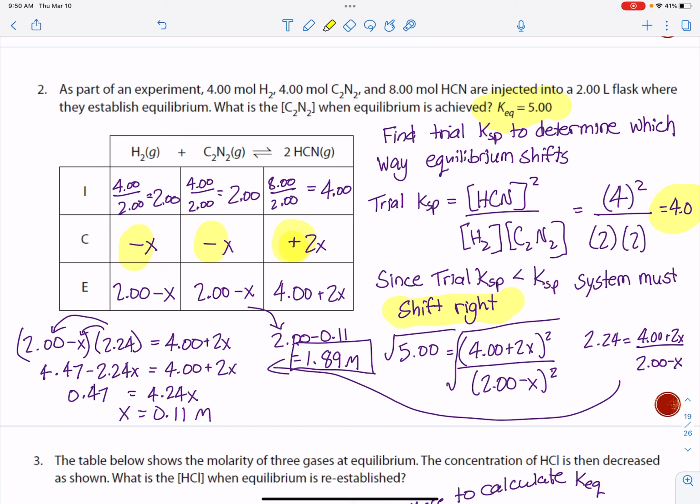All the rest of the question is solved the exact same way as what we did before. We're going to substitute the equilibrium values into our KEQ expression. If you wrote out an extra row for the ICE table, perfect. And I get a final answer of 1.89 moles per liter.